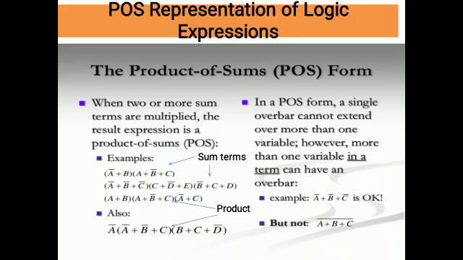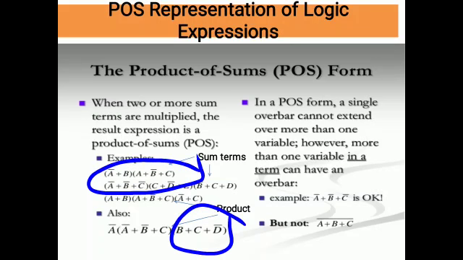Next is the product of sum. P means product of, S means sum. In this POS form, see the expression. In the brackets, the variables are summed. These are called sum terms, like A plus B bar plus C. A bar plus B is the second term. See here, B plus C plus D bar is a separate term.